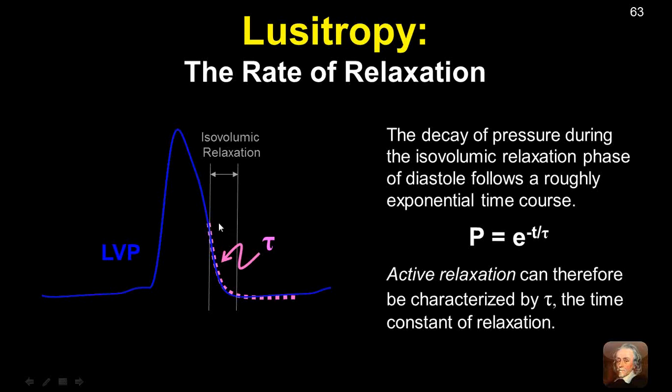So this, as you probably know, relaxation is very sensitive to the energy supply to the myofilaments. And in ischemia and in hypertrophy and disease states where energetics are altered, the time constant of relaxation is one of the first things that is affected. And it's very sensitive to the energy supply demand on the heart.